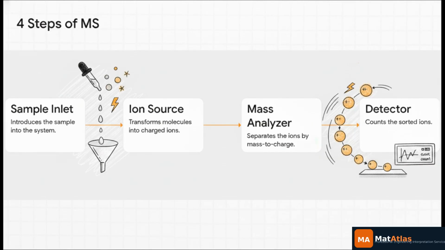So think of the machine as a highly specialized chemical laboratory built specifically for gas phase ions. It executes 4 distinct steps. First, it introduces the sample. Second, the ion source transforms those neutral sample molecules into charged particles, which is crucial because the rest of the machine can only handle charged species. Third, the mass analyzer sorts these newly formed ions. And fourth, the detector actually counts them up.